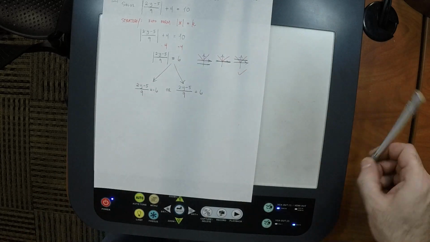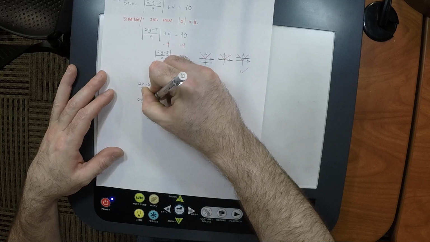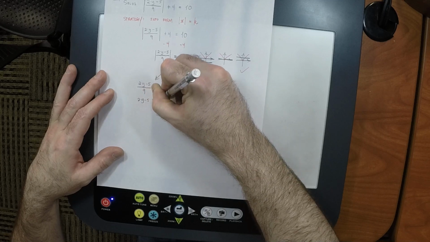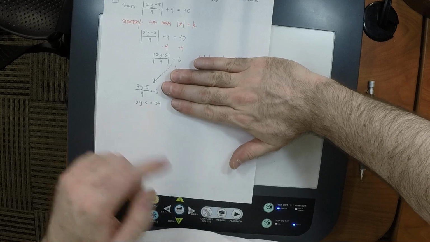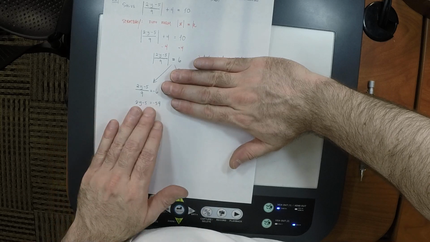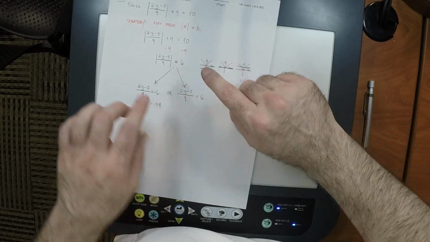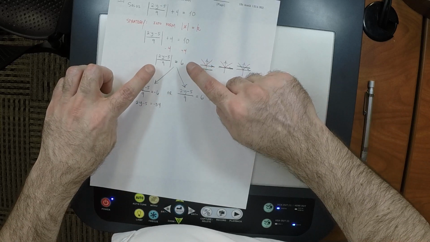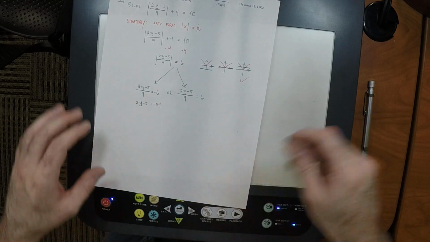Yeah, multiply by 9. So if I do that real quick, then I'd have 2y minus 5 is negative 54. And now, if you hadn't already identified it, here's an equation. This is a linear equation. So this is like the easiest kind of equation that exists. So we took a nonlinear equation and broke it into two different linear equations. Great.